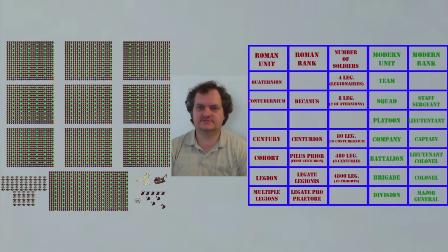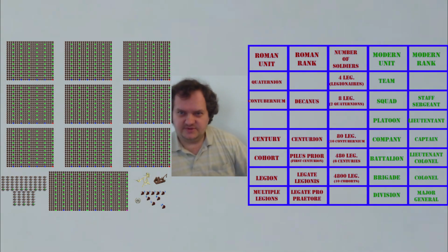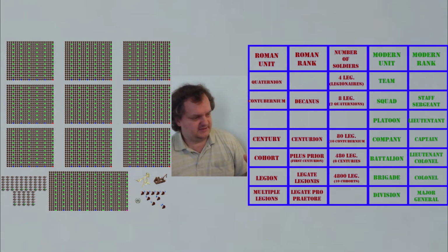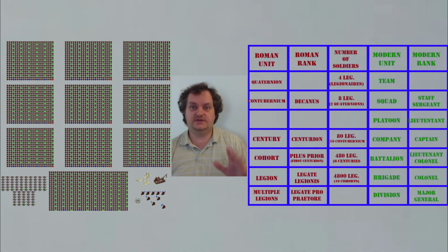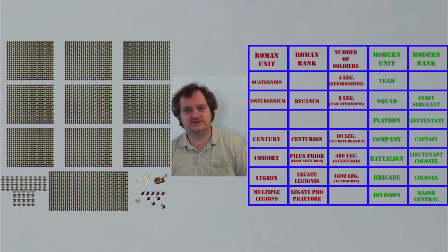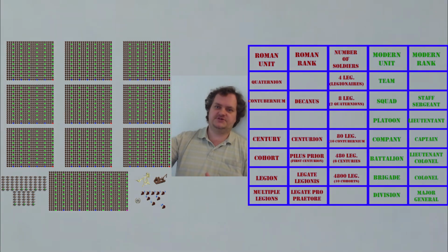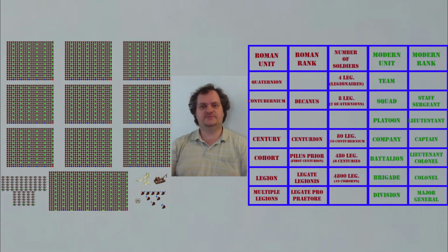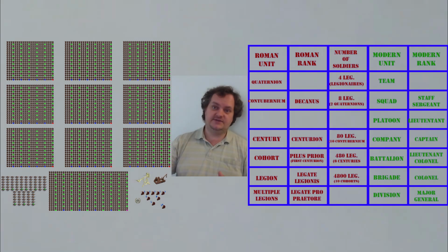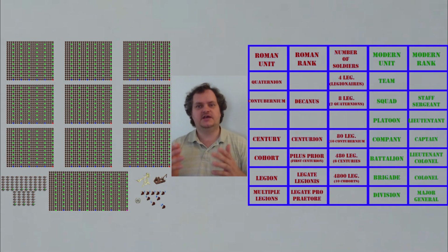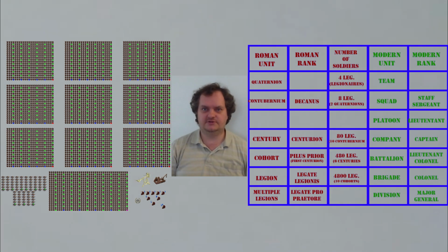All of this nice, complicated stuff. Then we get a little bit more complicated in the fact that centurions were ranked depending on what cohort and what century they were in. So the first century of the first cohort, that centurion, as I've said, was the primus pilus. He was the highest ranking centurion in all the legion. After him was the centurion of the first century of the second cohort, or the pilus prior of the second cohort, and on down through all 10 cohorts.